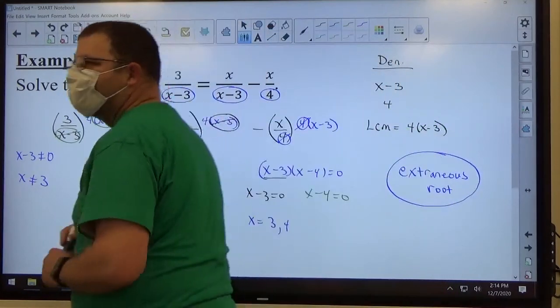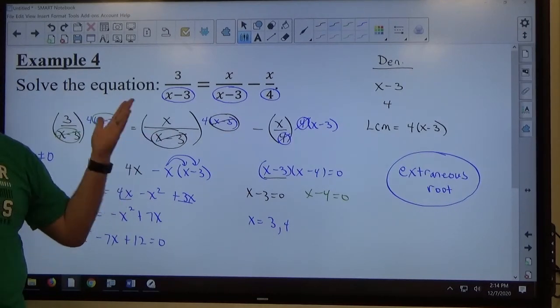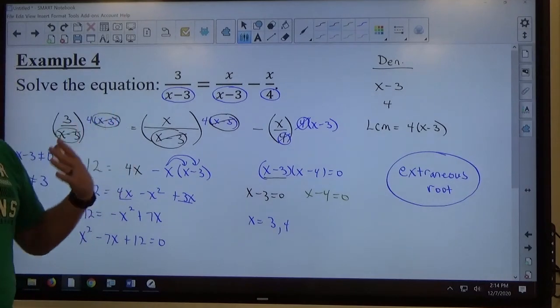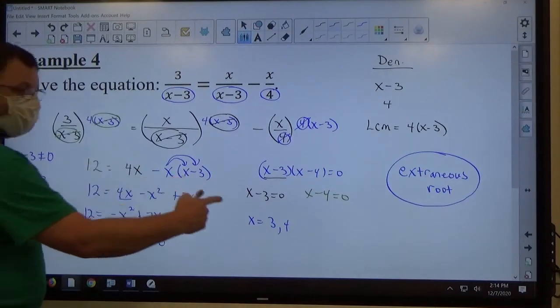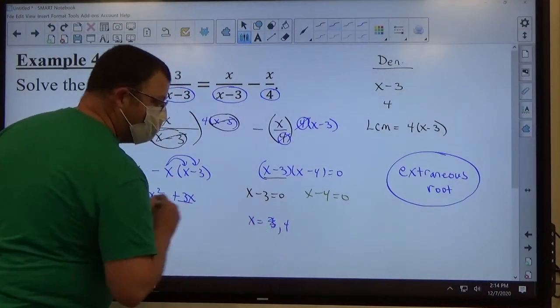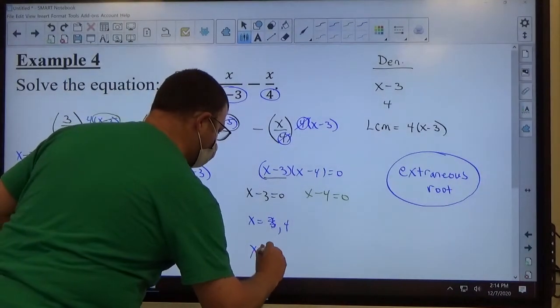That has other names that other books might use. I've seen erroneous roots before also, but extraneous roots, the terminology this book wants to use for that specific situation. An extraneous root is a root that is found to be an answer that's not allowed to be an answer due to some mathematical reason. So when you get an extraneous root, you see this is not legal, but we got it anyway, we throw it out. So we're going to scribble the 3 out. So x equals 4 is the only solution to this problem.